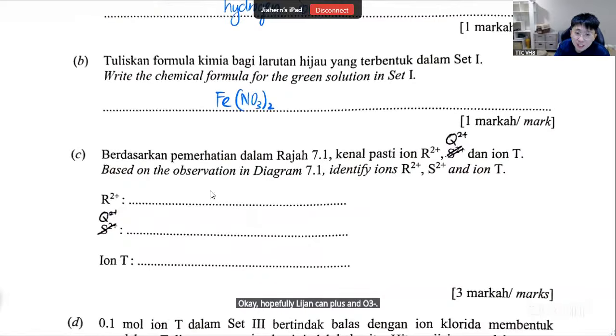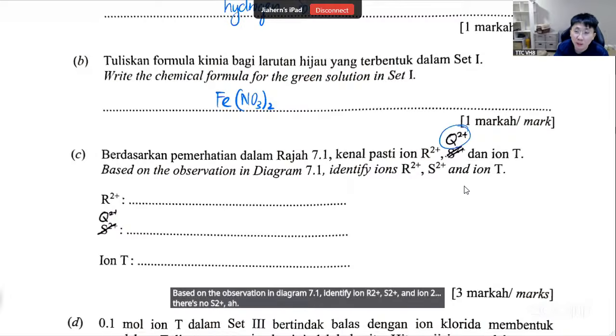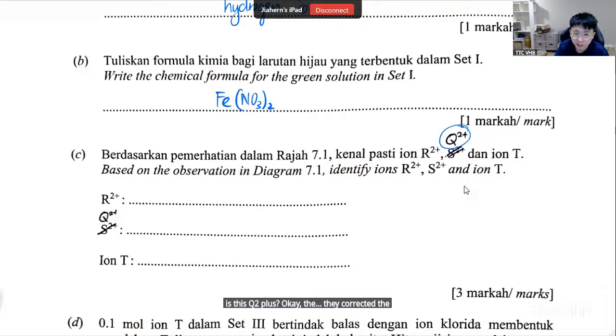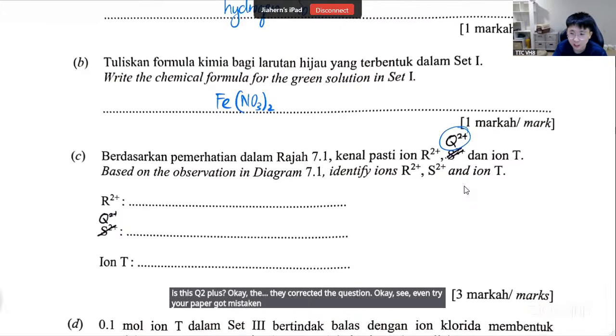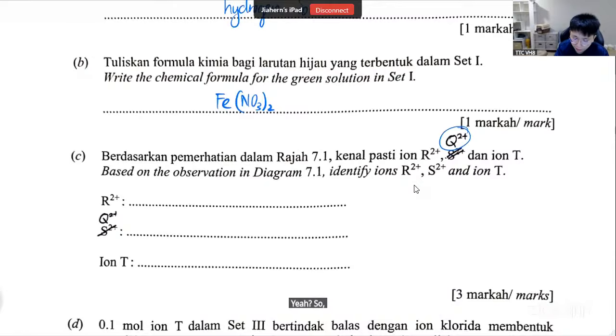Based on the observation in diagram 7.1, identify ion R2+, S2+, and ion T. Okay, there's no S2+, it's just Q2+. They corrected the question. See, even the trial paper has mistakes. Don't worry. So R2+ is who? It is Fe2+. And then the blue solution Q2+ is Cu2+. The ion T that we finally want is Pb2+.